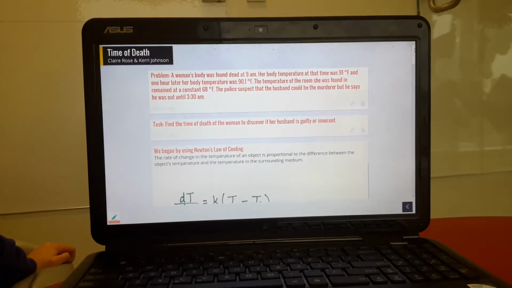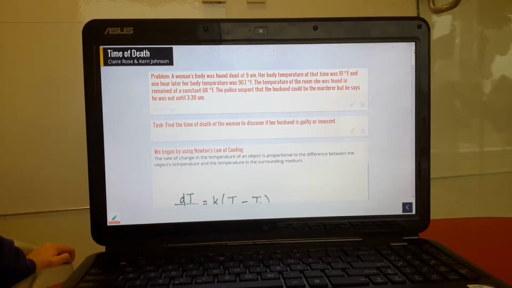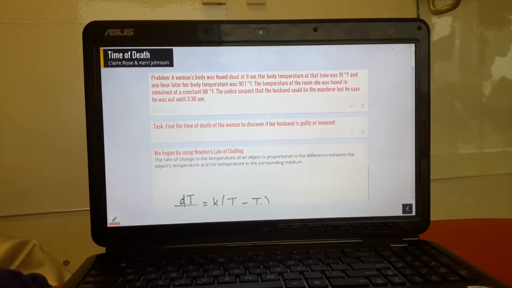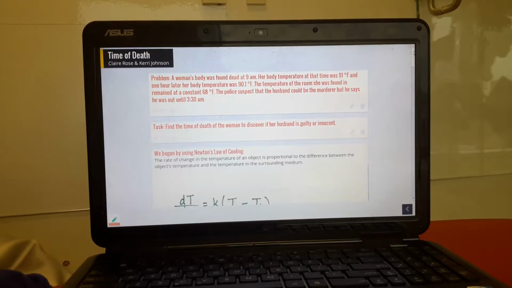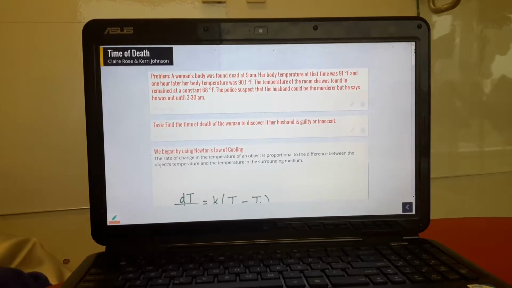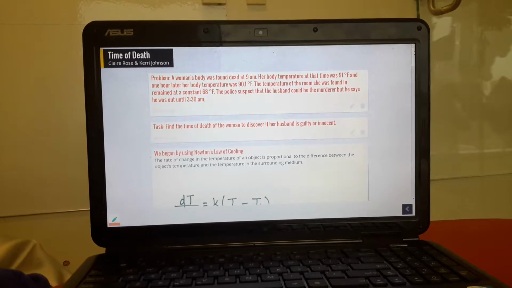So this is part 2 of the project, and the problem is that a woman's body was found dead at 9 a.m. and her body temperature at that time was 91 degrees Fahrenheit. 1 hour later, her body temperature was 90.1 degrees Fahrenheit, and the temperature of the room she was found in remains at a constant 68 degrees Fahrenheit the whole time.